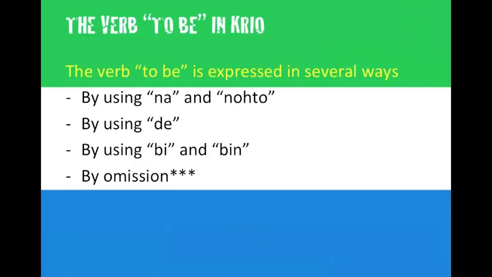Okay, the verb to be in Krio. Like I said in one of my other videos, there's no one verb to be. Instead, this is expressed in several ways. So we have by using na and nato, by using de, by using be or bin according to the tense, and by omission. We're going to go ahead and examine all of these ways momentarily.